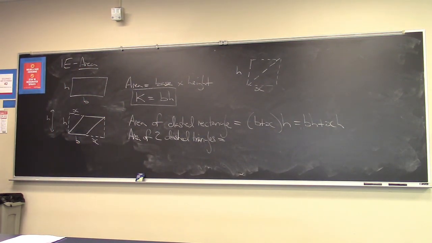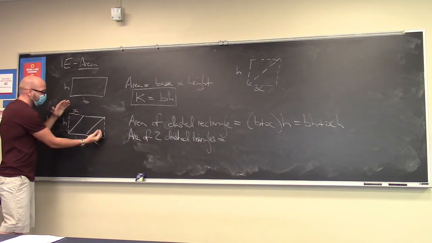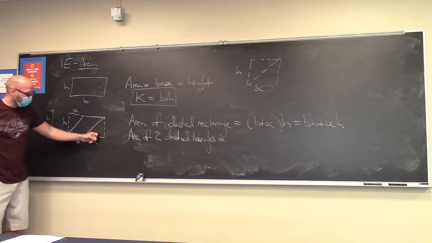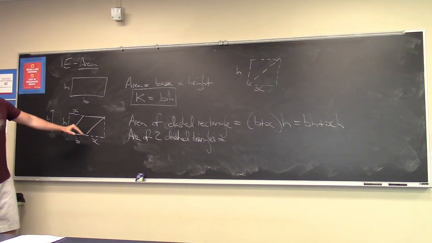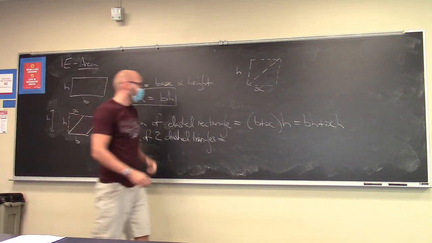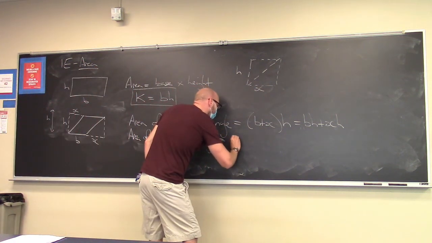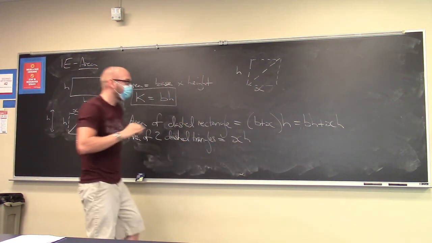I'm not invoking any formulas about areas of triangles. I'm just observing that these are actually congruent. You can show they're congruent by SSS. So I can push them together like this, form a rectangle, and the area of those must just be xh.